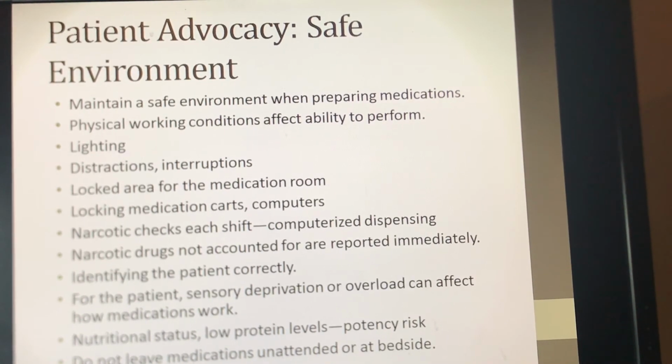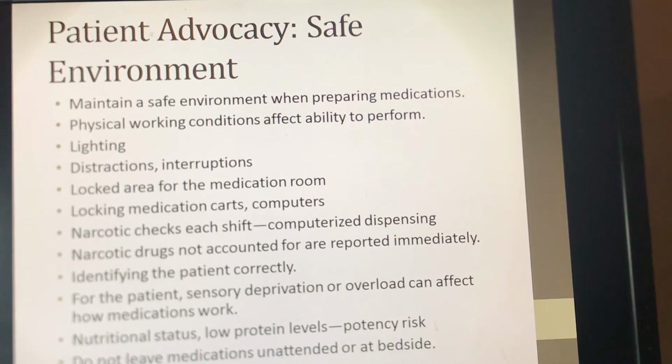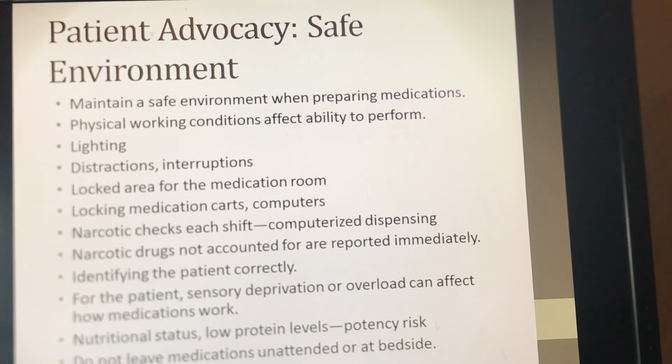Identifying your patient correctly, that's complete safety there, so that we can give the right patient the right medication. For the patient, sensory deprivation or overload can affect how the med works, and I know we talked about that earlier too. Is your patient in severe pain and we didn't control that pain, and now when we give them pain medication, it's going to take them a while for it to work.